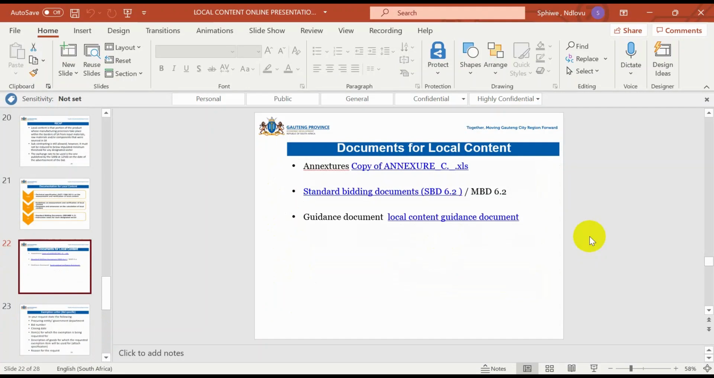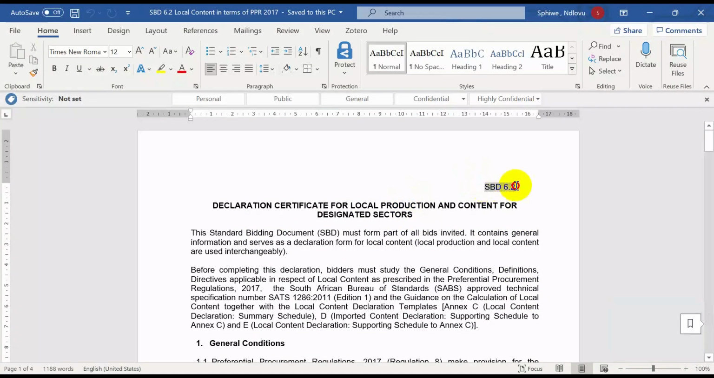Let's start with the standard bidding document, which is the SBD 6.2. Like I said, SBD stands for standard bidding document, and this is the document that you will use if you are bidding for a tender that has been advertised by the department or their provincial entities and national department and their national entities. However, if you are bidding for the municipality, it will be written MBD 6.2, which means municipal bidding document. The two documents are exactly the same. The only difference is what it's called. So if you are responding for the municipality, get the MBD. If you are responding for the departments, get the SBD.